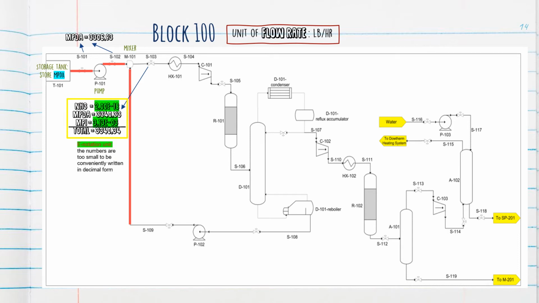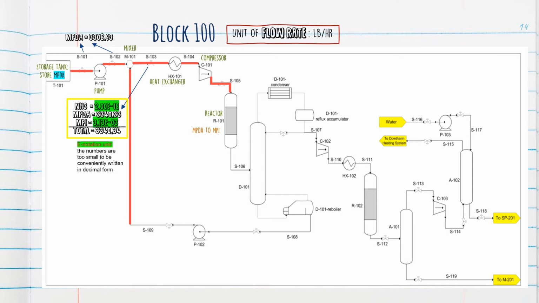Then the flow will go through a heat exchanger and then to the compressor C101, and here at the compressor it will increase the pressure of stream S104 for it to enter the first reactor. At the first reactor it will convert MPDA to MPI.